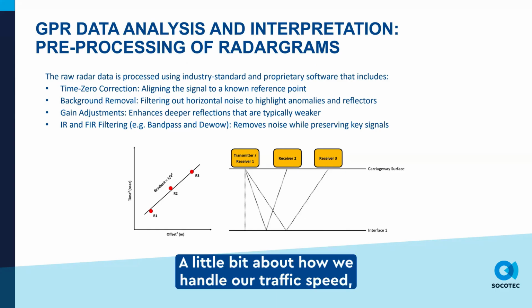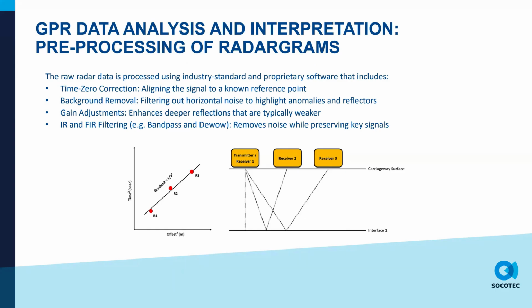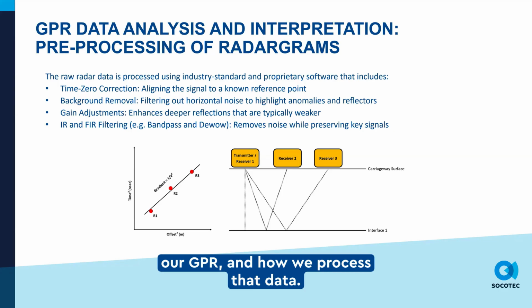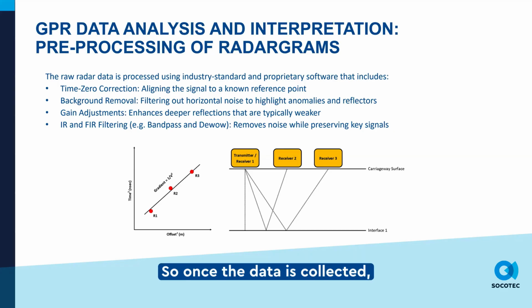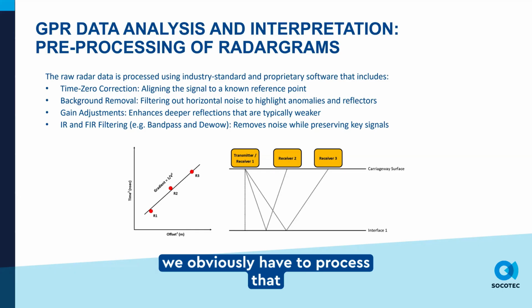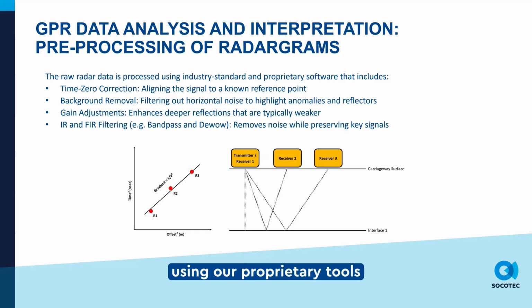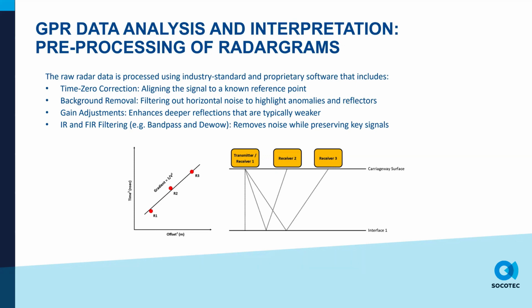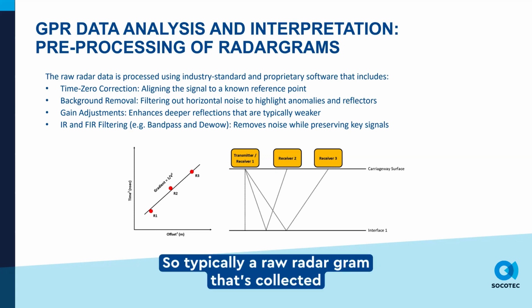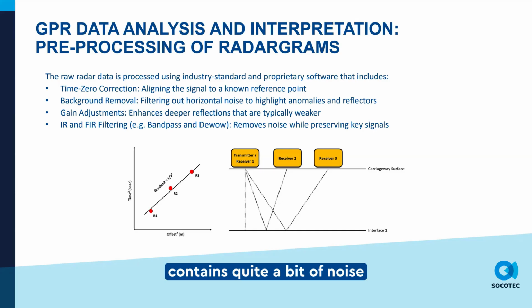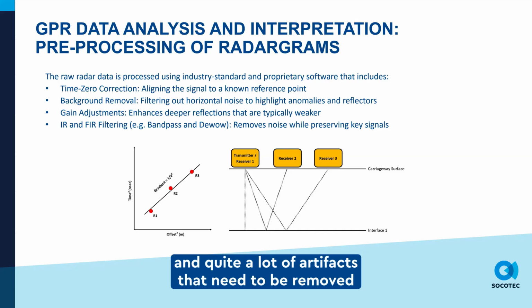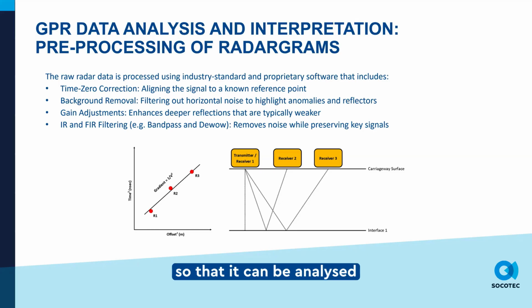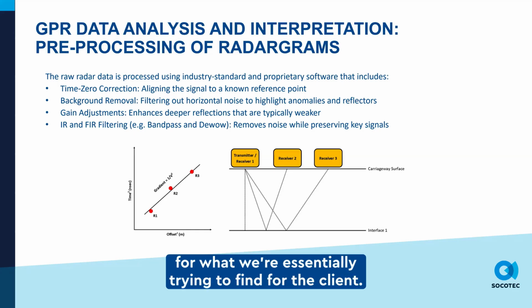A little bit about how we handle our traffic speed GPR and how we process that data. Once the data is collected, we have to process it using our proprietary tools that have been developed here at Socotec UK. A raw radargram that's collected contains quite a bit of noise and a lot of artifacts that need to be removed so that it can be analysed for what we're essentially trying to find for the client.